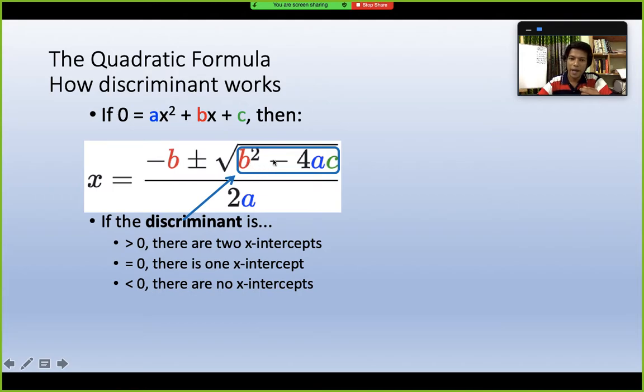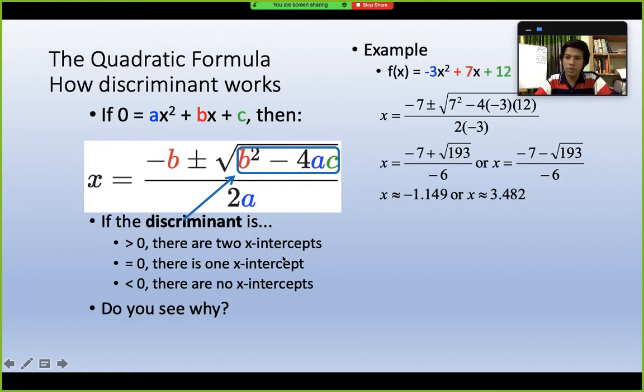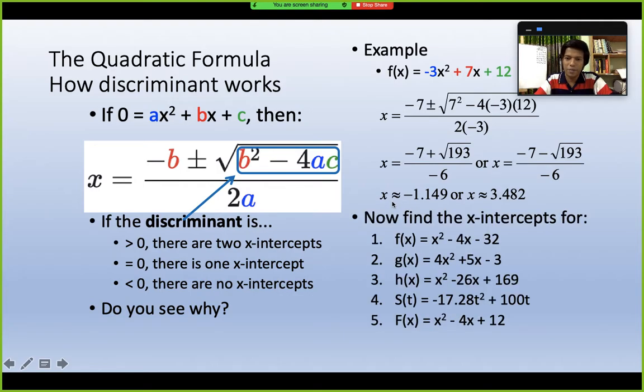0. And if this value is less than 0, which means if this value is negative, at that time there is no real solution. That's why we do not have any x-intercepts at that time. We already said why. And this is the example. Actually you have seen this example in some of our previous slides also. And these are some solutions which you have seen also.